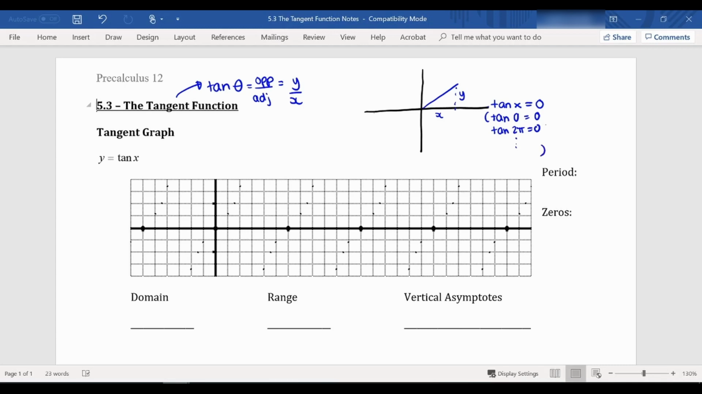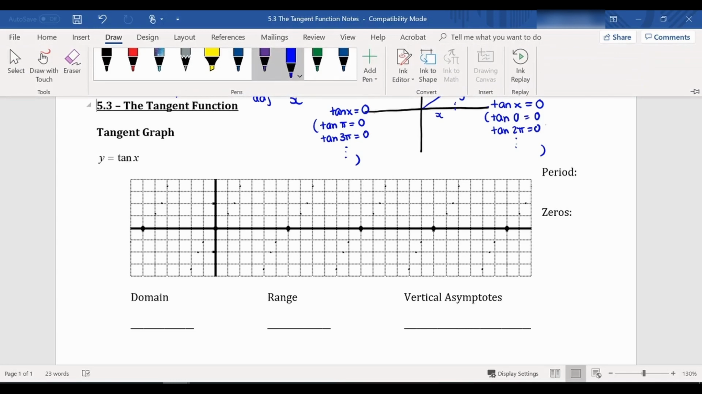Okay, so every time we go around the circle and end up on that positive x-axis, we get tangent to be 0. This will also happen on the negative x-axis because y is still 0 over here. So tangent is also 0 on the negative x-axis. So this would be something like tangent of pi or 3 pi if I went around an entire circle, etc.